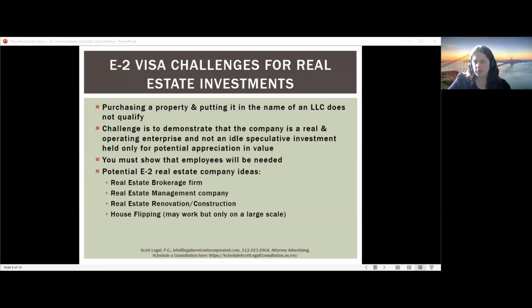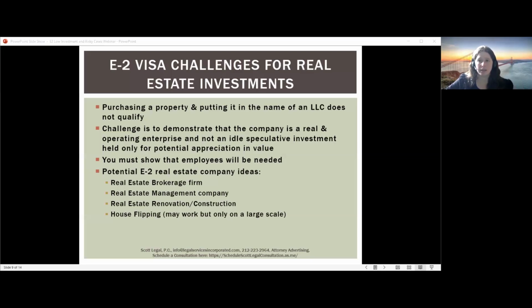Where you get into trouble is if you say, I purchased one home and I'm going to flip it. On its own, that is often not going to be considered active enough for an E2. If you're doing it on a large scale, this could work. We've had clients with a portfolio of 30 or 40 homes, doing house flipping on a very large scale. They had many, many employees and subcontractors. As long as you can show there's really a service or a good being provided, there's a lot of revenue, and there's the ability to hire employees, that certainly can work for real estate.